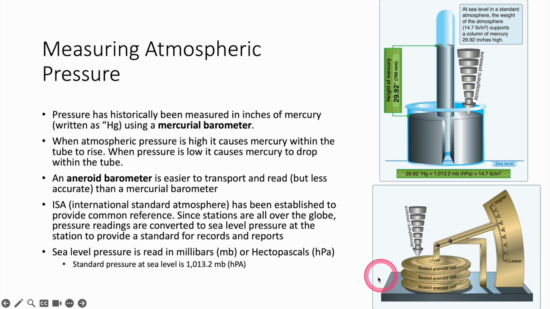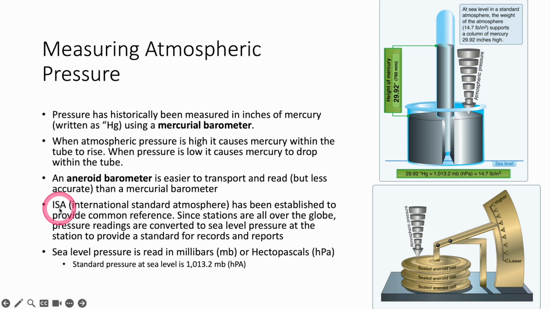Another method is an aneroid barometer. So this should look familiar to you after looking at the flight instruments. So this is a sealed aneroid cell or wafer. And depending on atmospheric pressure, it's going to compress those wafers or diaphragms or allow them to expand. And then that's going to be read on a dial here. Differences between these two: obviously you're not going to be traveling with mercury in your backpack or something. So an aneroid barometer is a little more travel friendly, and it's easier to read on the handle here, but it is less accurate than mercury.